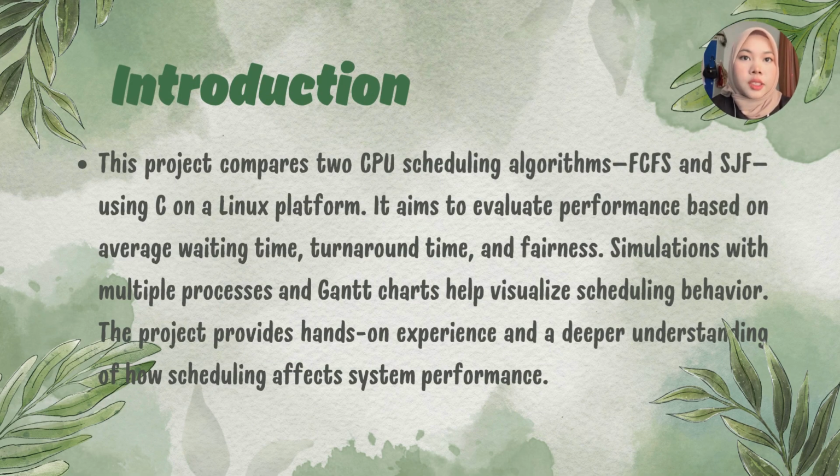Introduction. This project compares two CPU scheduling algorithms, FCFS and SJF, using C on a Linux platform. It aims to evaluate performance based on average waiting time, turnaround time, and fairness. Simulations with multiple processes and Gantt charts help visualize the schedulers' behaviors. The project provides hands-on experience and a deeper understanding of how schedulers affect system performance.